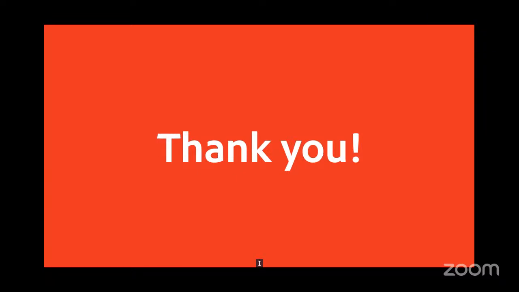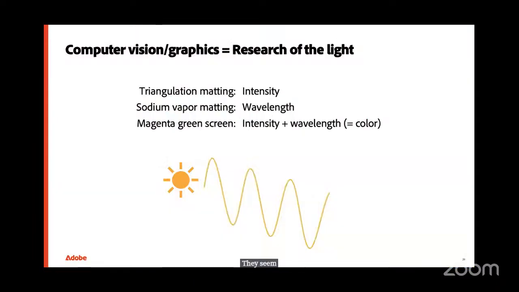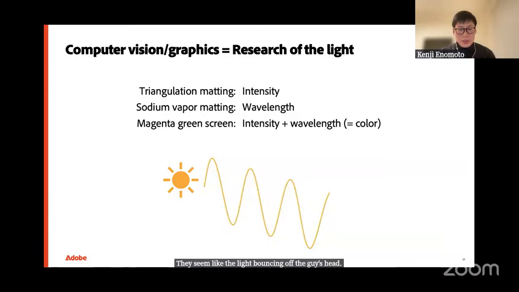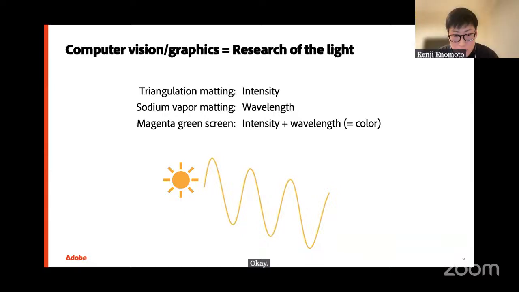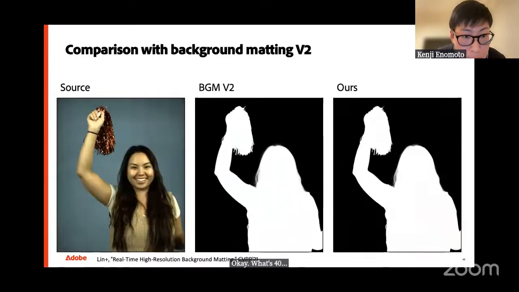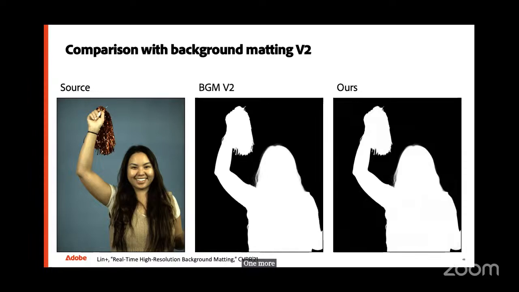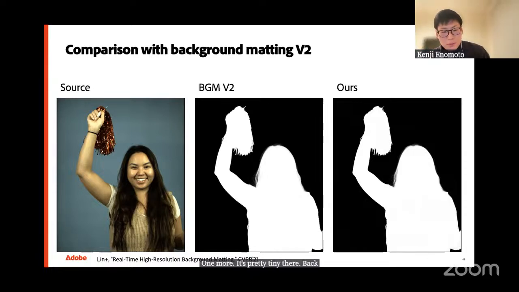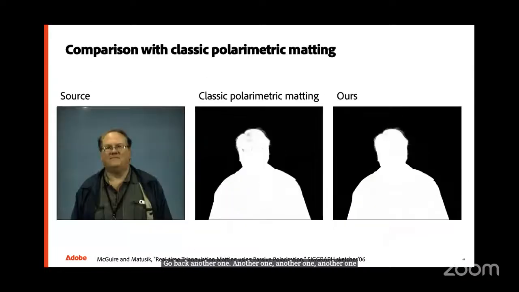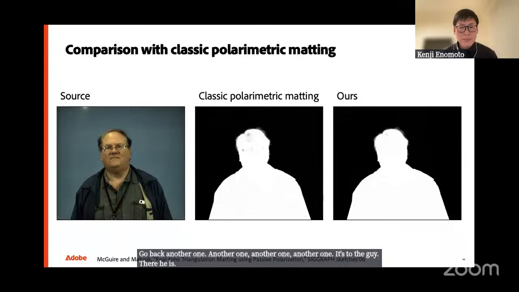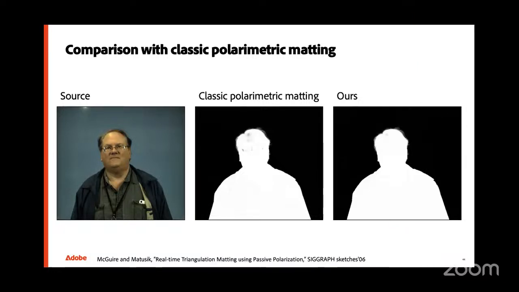I have a question about, I think it was slide 48. There, it seemed like the light bouncing off the guy's head was more transparent. Slide 48, I think. Is that right? Okay. Go back another one. It's pretty tiny there. Another one, another one. There he is. So you have spots on his head. Is that somehow picking up polarization reflecting off, or how is that?